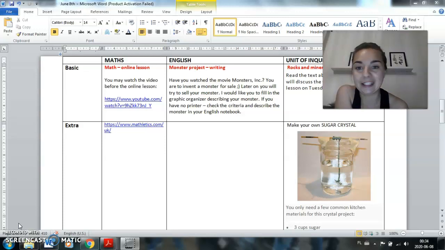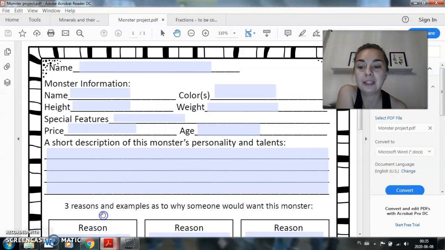And now English. So, have you seen the movie, the cartoon? Oh no, it was the movie about the monsters. So there was a company, or they ran the company, and they were supposed to scare the children. So you're going to do something similar now. So you are going to invent a monster and later on you will sell it. But the task for today is just to invent the monster.